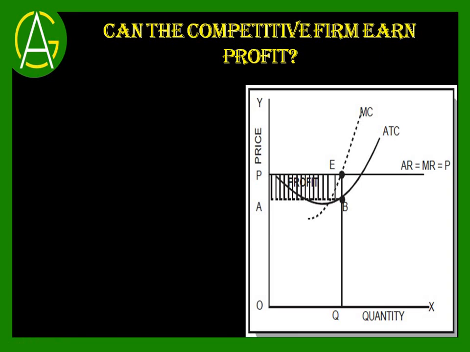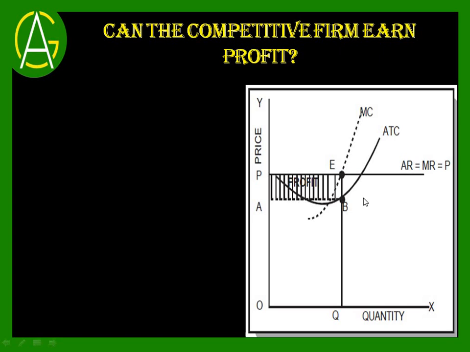Now the second step is to find out the profit or loss. Friends, you know that in order to find out the profit or loss, we need two things. We need average revenue and average cost. So here once again we can see that this is the average revenue curve of the firm and this is average cost of the firm. This is average revenue curve, this is average cost curve.